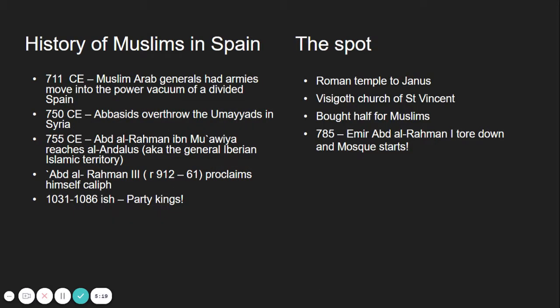Now, the site itself has been very much debated over the years. There's definitely a Visigoth Church of St. Vincent there, which you can literally see from the ruins. And there's a myth that up until 785, both the Christians and the Muslims used the space for worship. And then theoretically, in 785, the Umayyad Emir Abd al-Rahman Ibn Muawiyah tears down what was there and then builds the mosque. It makes for a really good story. Is it actually true? We're not sure. But there have been a lot of myths about the site.